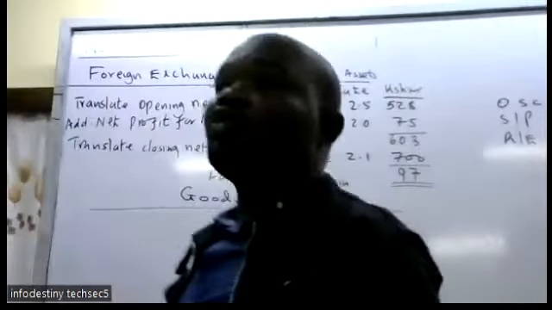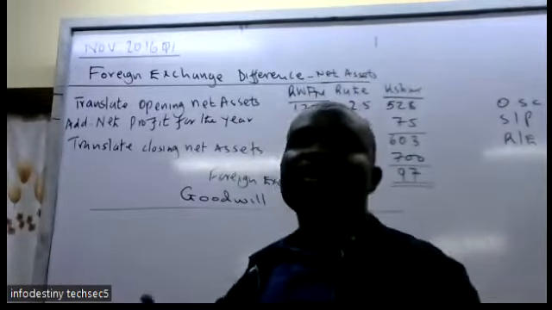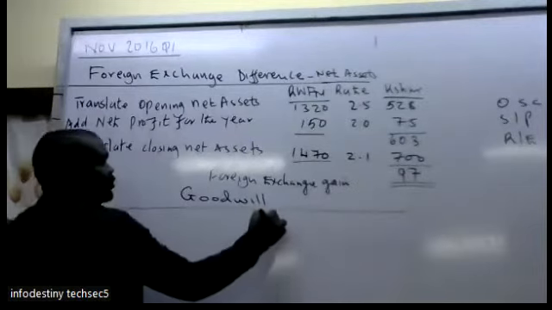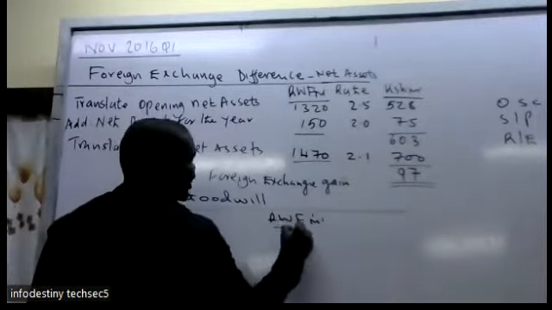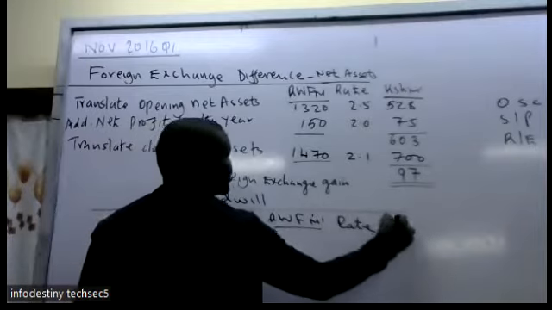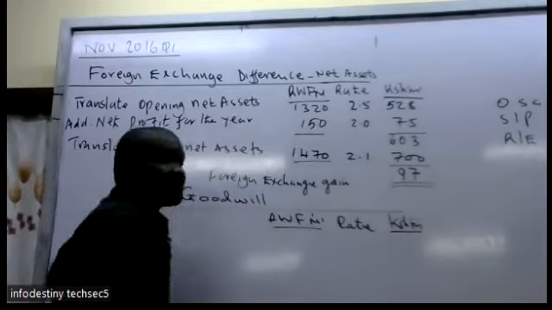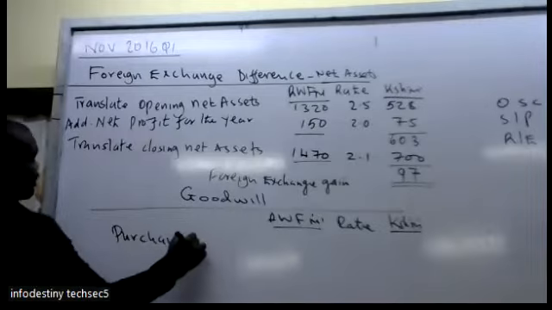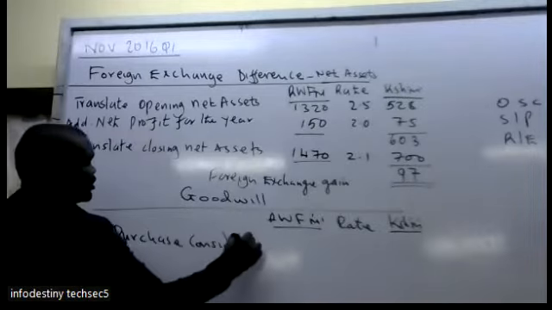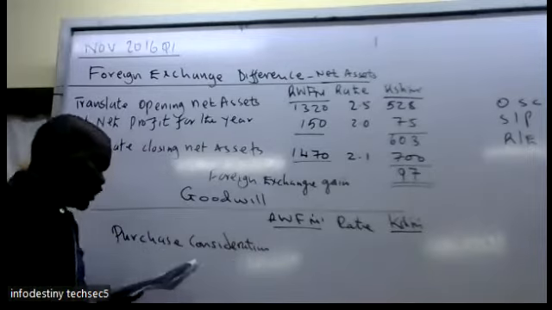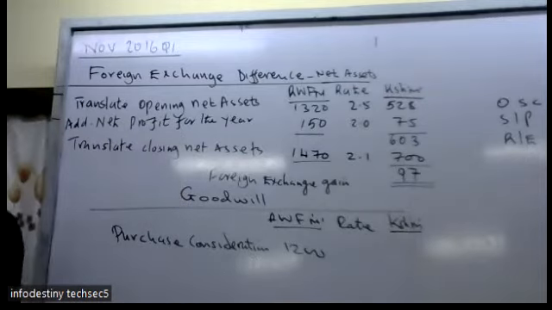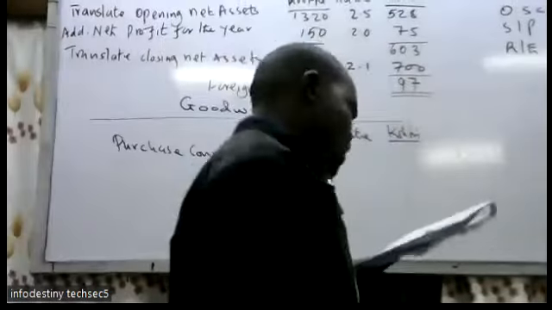You have seen, and we always know, that goodwill is purchase consideration minus the net assets. Whatever rates, Kenya shillings. So, purchase consideration. Don't bother fast. Then read note number... Note number, which one?